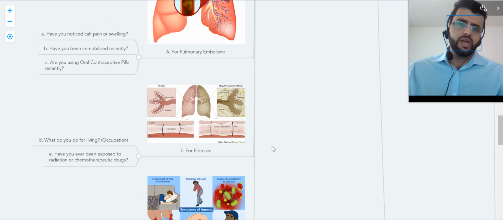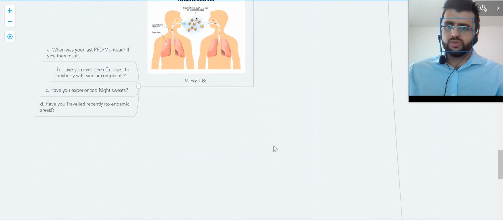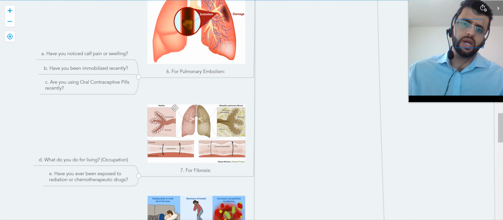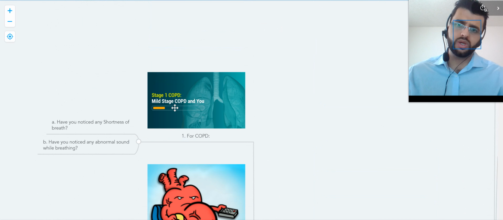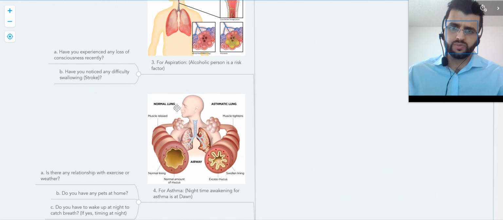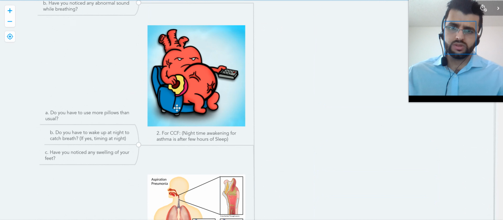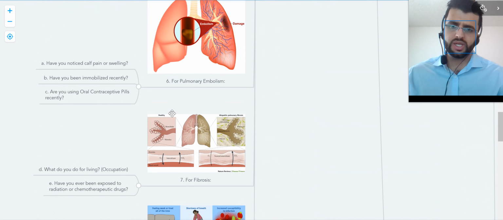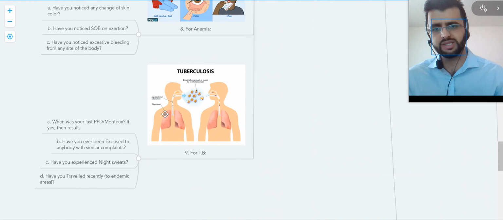Now, there is a mnemonic for it, I remember. It's called PENT. P, PPD, E, exposed, N, night sweats, T, travel. That's why they're capitalized. Now for shortness of breath, quick recap. COPD, CHF, aspiration, asthma, pneumonia, pulmonary embolism, fibrosis, anemia, and TB.